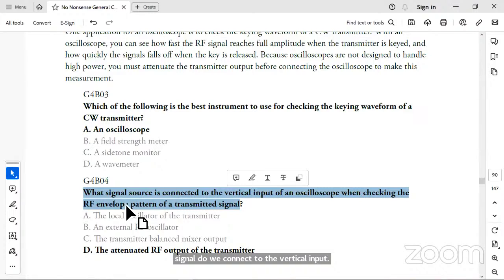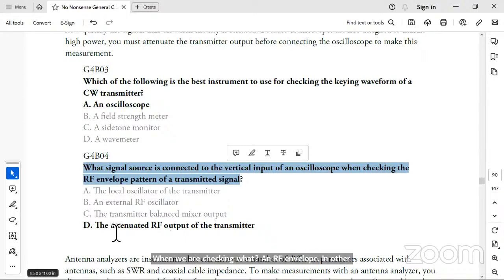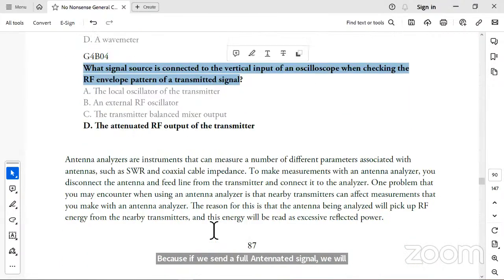In other words, our ham radio signal output. Well, it's an attenuated RF output of the transmitter that we are connecting. Why attenuated? Because if we send a full unattenuated signal, we will destroy our oscilloscope very easily and cry.